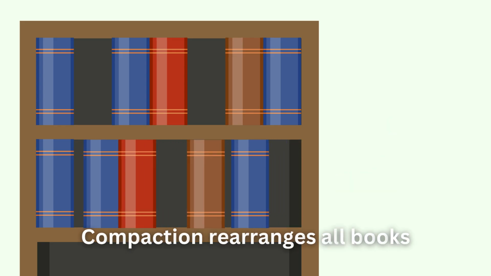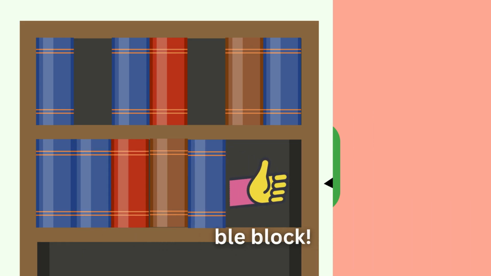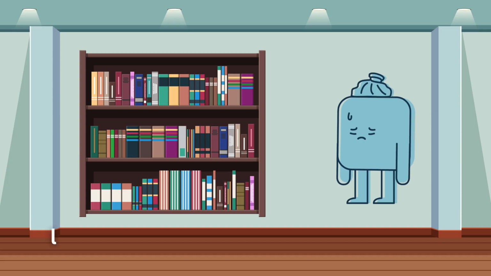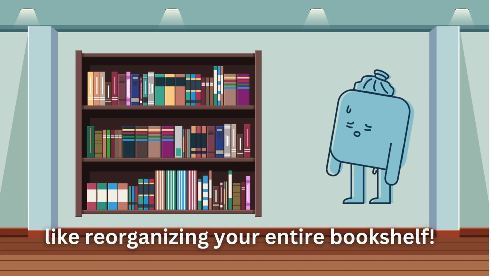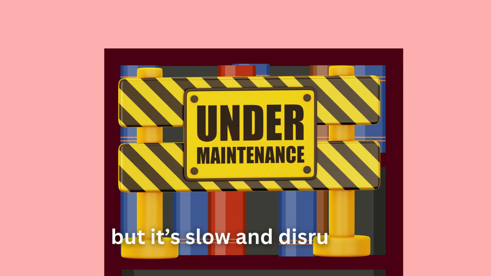Compaction rearranges all books to merge the gaps into one large usable block. But compaction isn't free. It takes time and CPU power, like reorganizing your entire bookshelf. Compaction fixes fragmentation, but it's slow and disruptive.